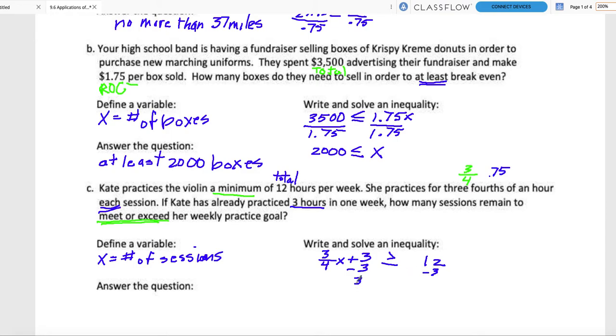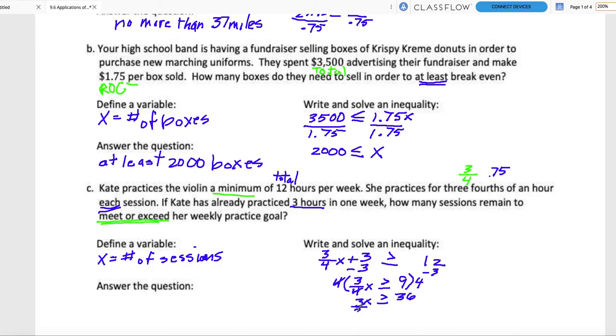And I've got 3/4 x is greater than or equal to 9. Okay, this is division. That says 3 divided by 4. So how do I undo division? I multiply. So I'm going to multiply both sides by 4. And this multiplication is going to cancel out that division. So now I've got 3x is greater than or equal to 4 times 9, which is 36.